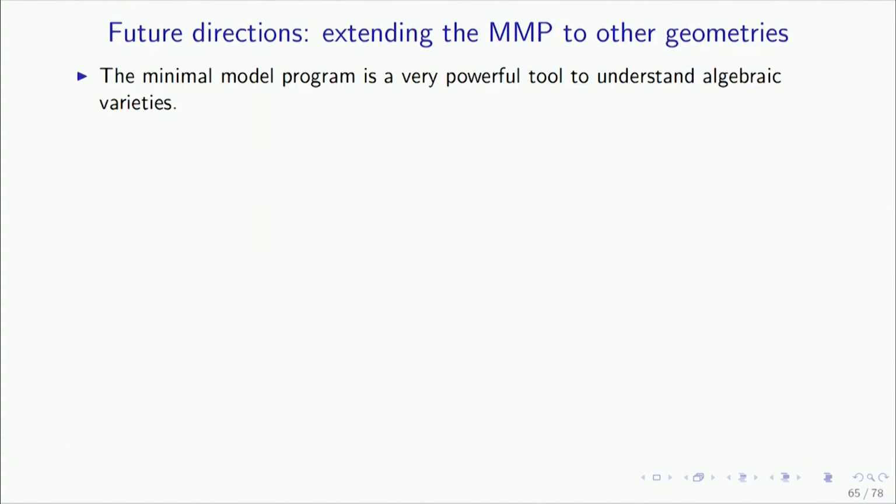Okay, so now let me talk a little bit about future directions in the last couple of minutes. The minimal model program is a very powerful tool to understand algebraic varieties. One thing that's interesting recently is that we've begun to realize that the ideas behind the minimal model program, if not the techniques, can be extended to other contexts. One of those is Kähler manifolds. Those are geometric objects, but they're not defined by polynomial equations.